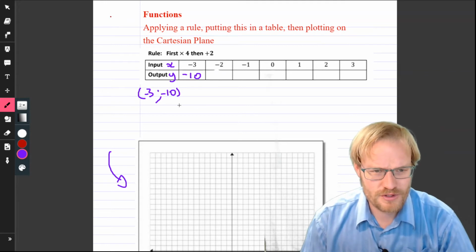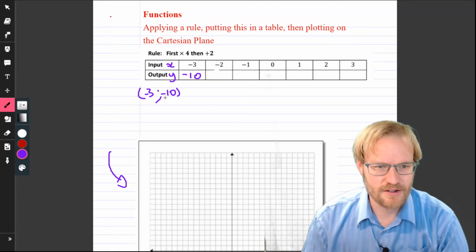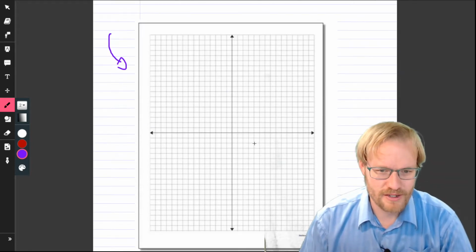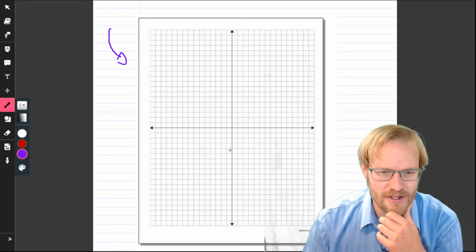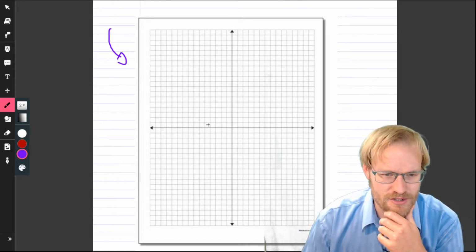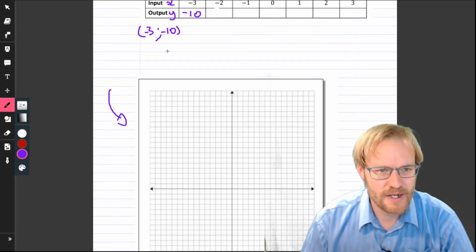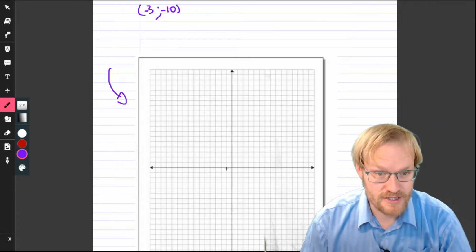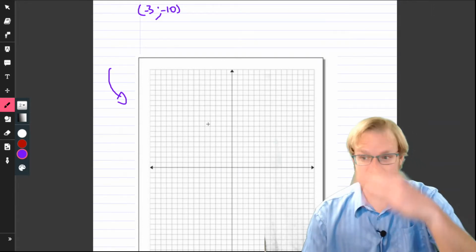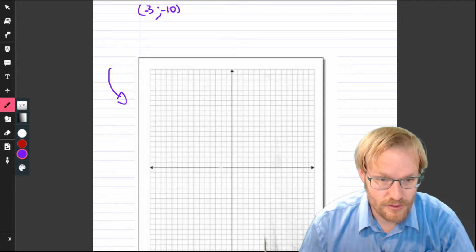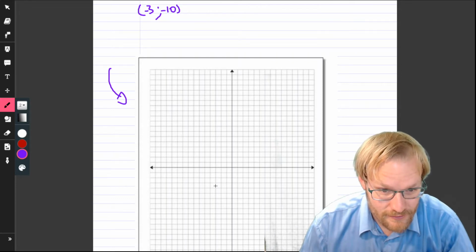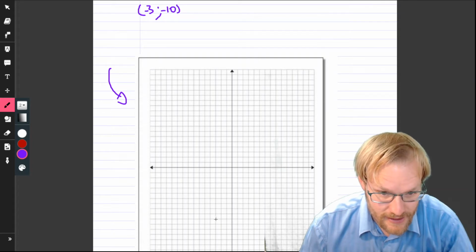Okay, so this ordered pair here, this negative 3, negative 10, where could we plot that? How would we plot that on the Cartesian plane? So here I've got a blank Cartesian plane. Let's say, okay, each one of these I'm going to say is 1. So we've gone left by negative 3. Left by 3 because it's negative 3, and down by 10 because it's negative 10. So 1, 2, 3. Now I'm going to have to really keep my wits about me here. 1, 2, 3, 4, 5, 6, 7, 8, 9, 10.